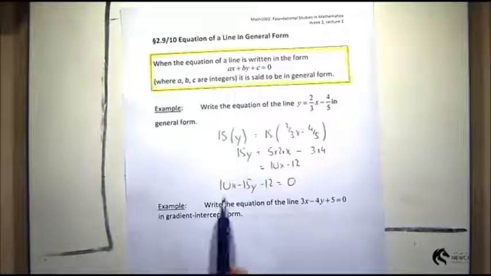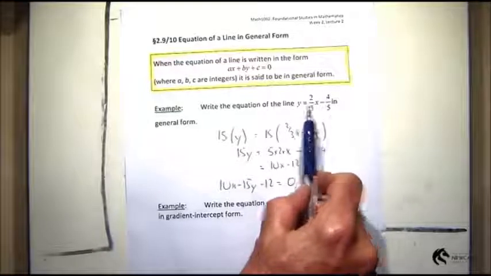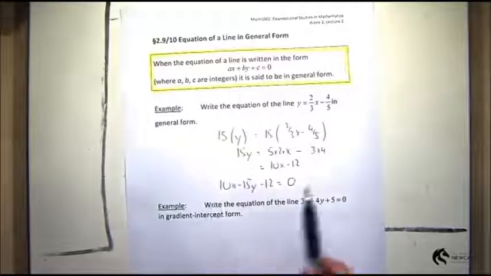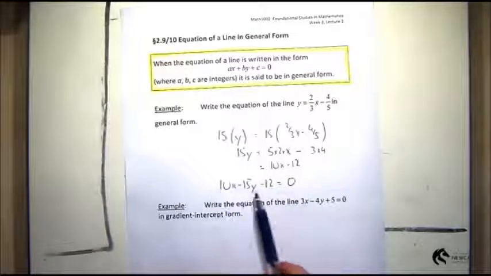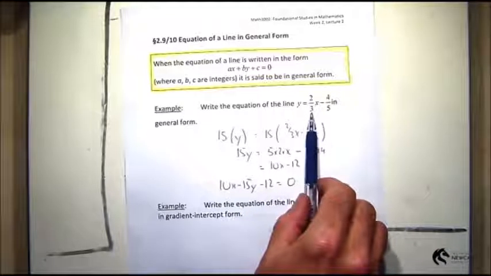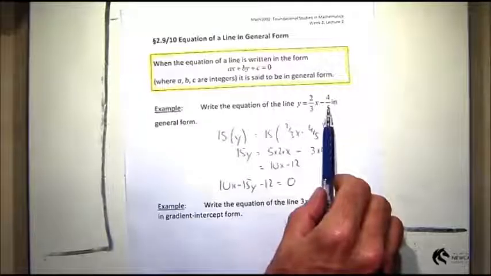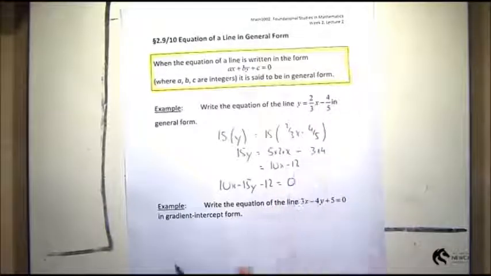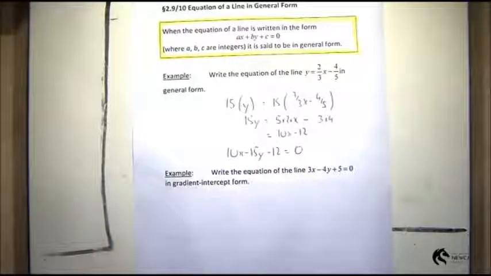And there it is. That's the general form of that line. From that, I can't read off any useful information about that line. Whereas from here, I can say, look, it's got a slope of 2/3 and a y-intercept of minus 4/5. So to me, that is better, but there it is in general form anyway. All right, let's go the other way.